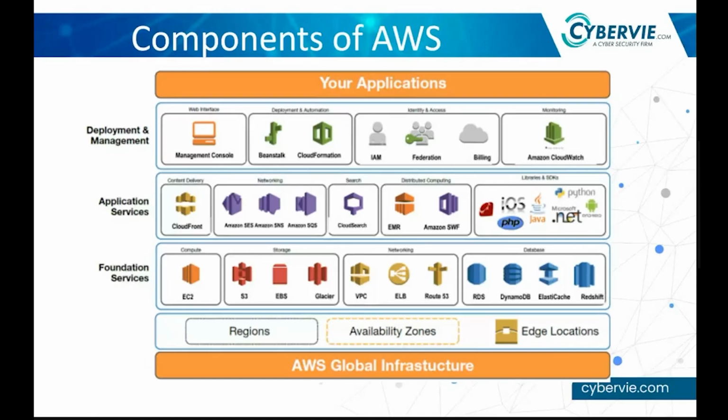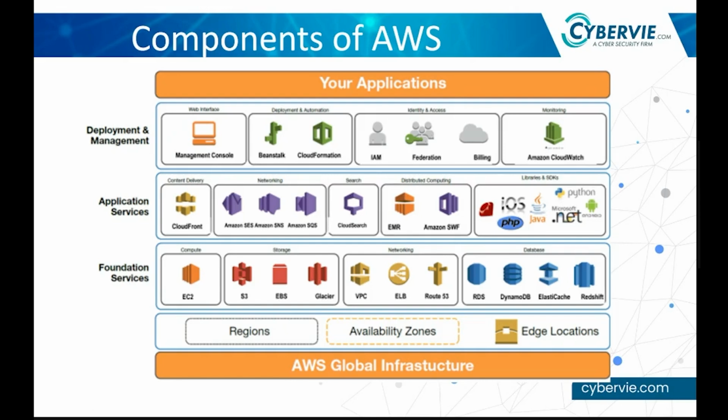Then we'll see the components of AWS. As I told you, there are different components in AWS. To host your application, there are several services that are responsible. First thing is your infrastructure, which they have divided into three types: regions, availability zones, then edge locations. Regions are cities, availability zones are data centers in that city.